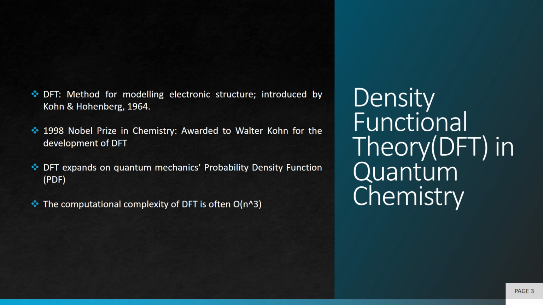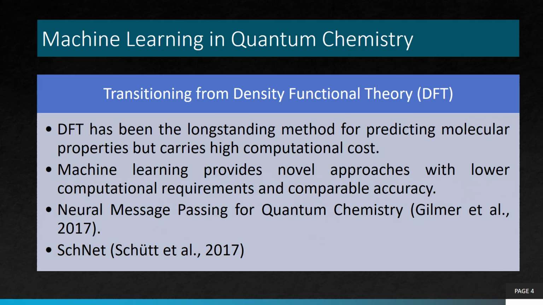However, there is a main limitation with DFT, which is that it has a high computational complexity of O(n^3). To give you just a rough idea, a molecule of 9 atoms can take around 3 days to run on a regular PC nowadays. Scientists have therefore turned towards new methods of performing quantum chemistry, namely adopting machine learning, especially graph neural networks.